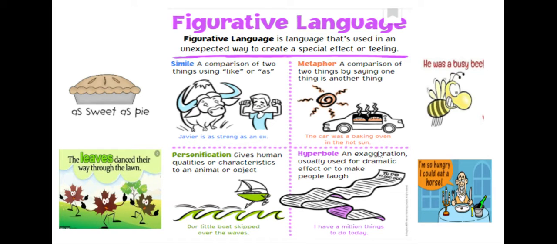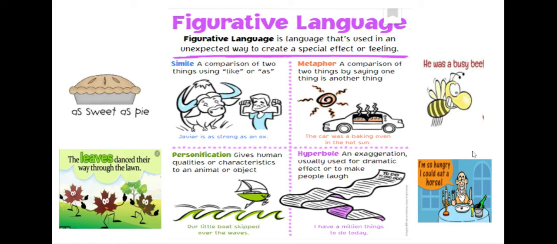The last one we have is hyperbole. Hyperbole is an exaggeration usually used for dramatic effect or to make people laugh. We use these a lot in our everyday language. So our 2 examples are, I have a million things to do today. And you probably feel like that right now. But do you really have a million things to do? Maybe you just have a really long list of things to do, but not typically a million.